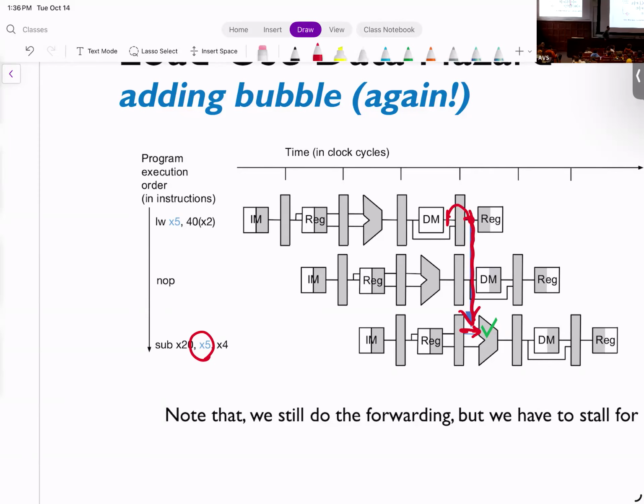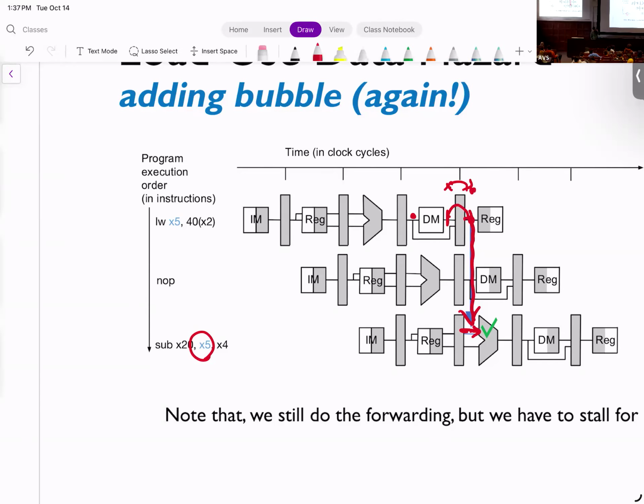Okay? Yes. So you cannot, you don't have the correct value here. You only have it at the end of the cycle, which means that you can forward it at the beginning of the next cycle. And then you can forward it here.